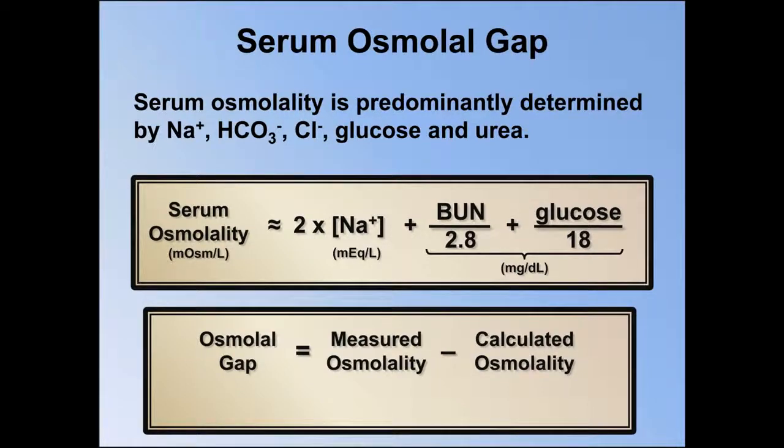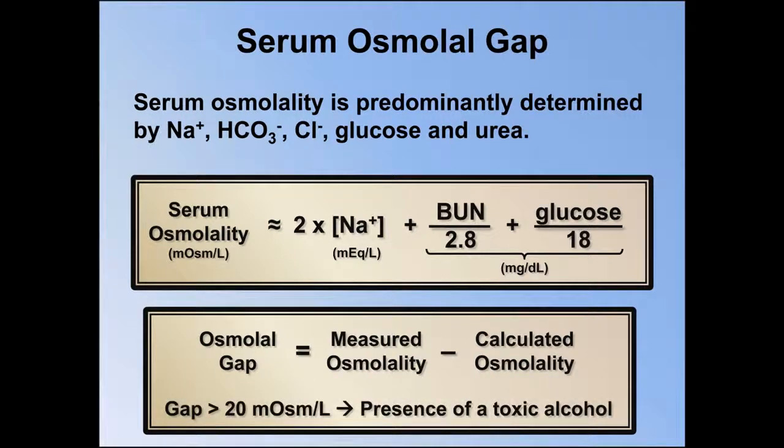There is normally a small gap, but accumulation in the serum of compounds of low molecular weight, such as alcohols, will raise the measured serum osmolality above that calculated by the above equation. Small osmolar gaps are frequently seen in critically ill patients, but are usually less than 20 milliosmoles per liter. Thus, a gap greater than 20 strongly suggests the presence of an unmeasured osmol, particularly an alcohol. This calculation is helpful because many labs will be able to result a serum osmolality faster than a serum methanol or ethylene glycol level.